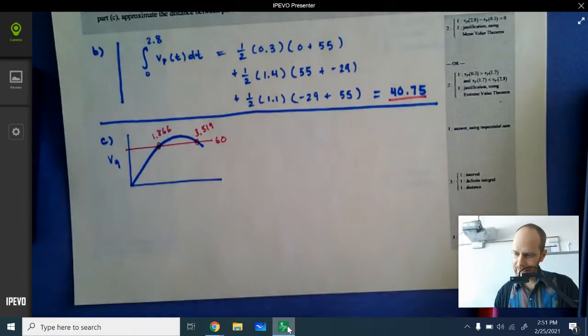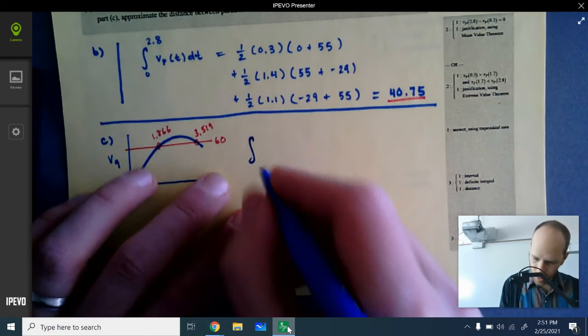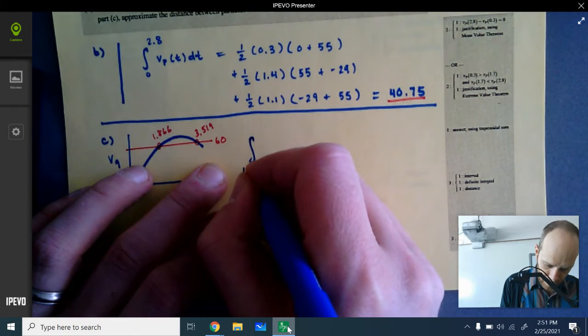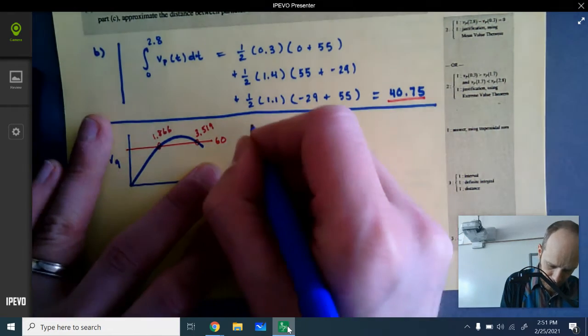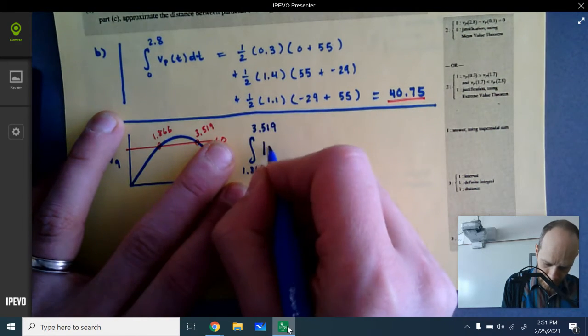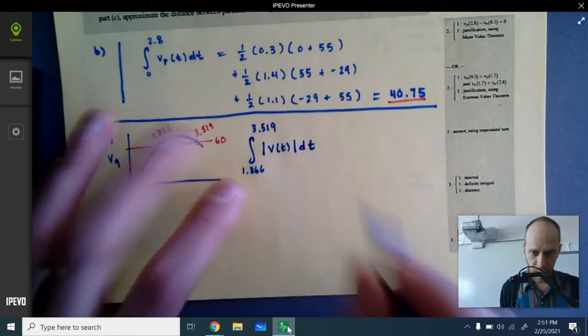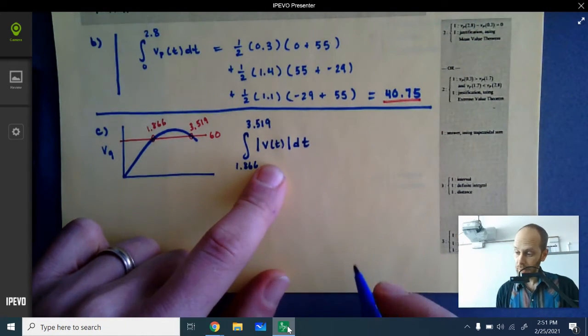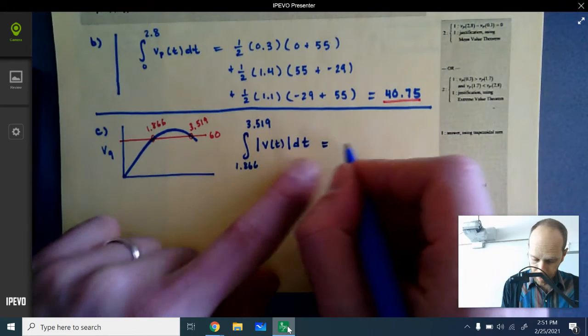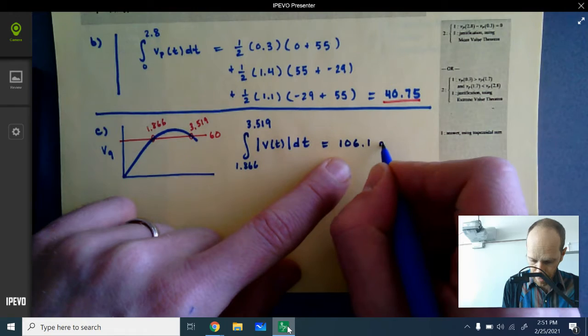This asks us the distance traveled. And recall that distance traveled is the integral on the interval of the speed, or the absolute value of velocity. When you put that into your calculator, you get 106.1 meters.